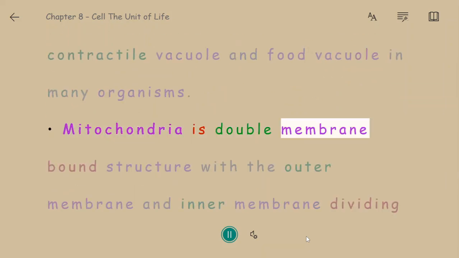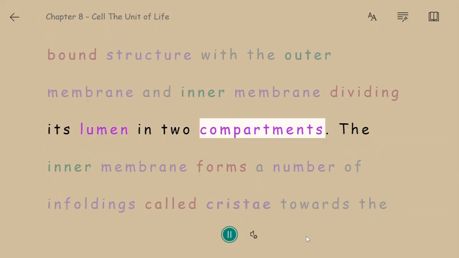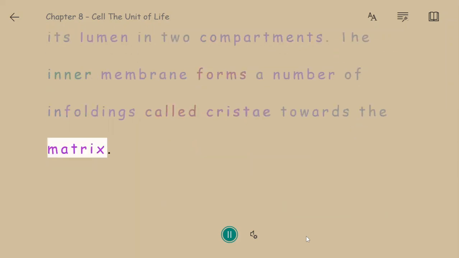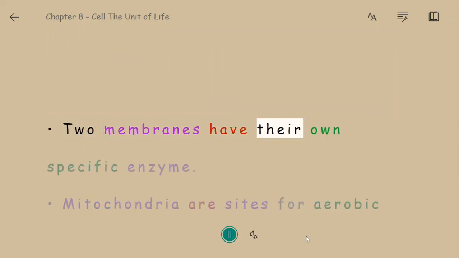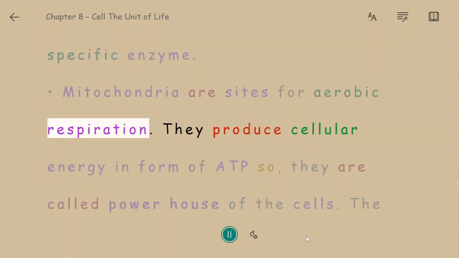Mitochondria is a double membrane-bound structure with the outer membrane and inner membrane dividing its lumen into two compartments. The inner membrane forms a number of enfoldings called cristae towards the matrix. The two membranes have their own specific enzymes. Mitochondria are sites for aerobic respiration.